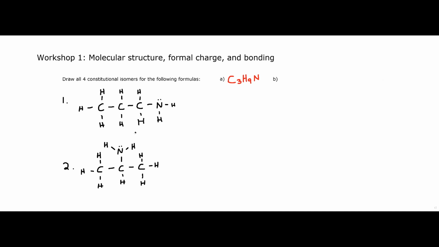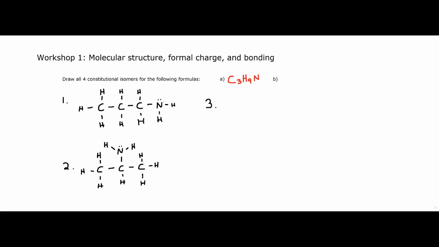But if it's on the middle carbon, that's a different molecule. That's a different one, right? It's all about the connectivity. If you're ever confused, remember, work down the chain. C, C, C, N, C, C, and then this middle carbon is connected to both an N and a C, so it's different connectivity.